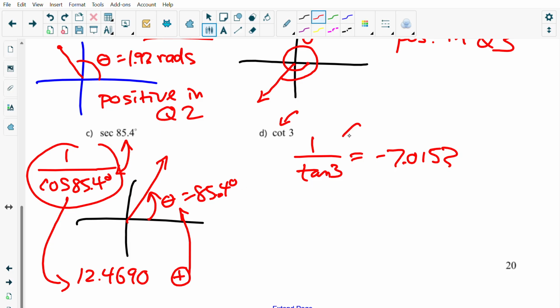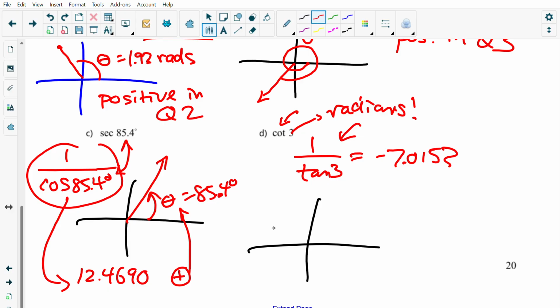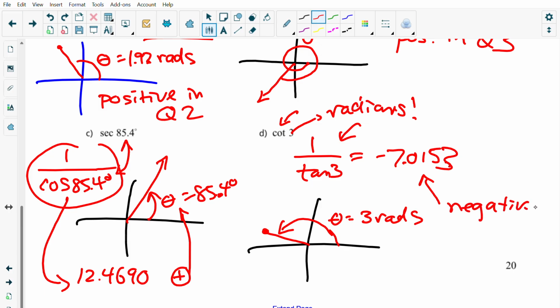Notice that there's no cotangent button on your calculator. You have to do this, right? And remember, this is radians. Don't forget radians. When I draw this out, 3 radians is all the way out here, folks. And we notice that this is negative in quadrant 2 because we expect the tangent ratio and therefore the cotangent ratio to be negative in quadrant 2.